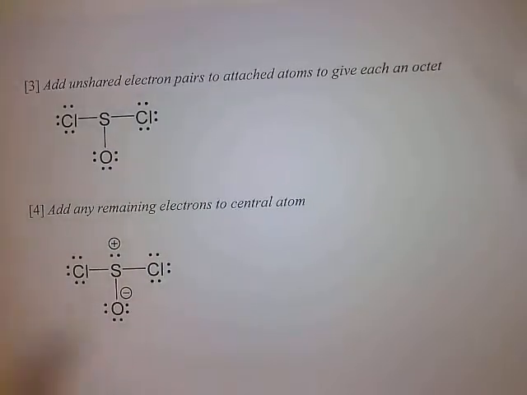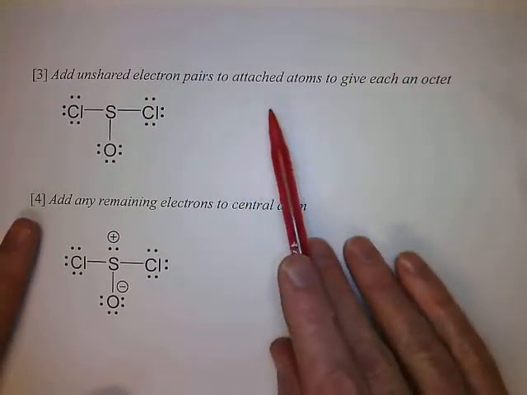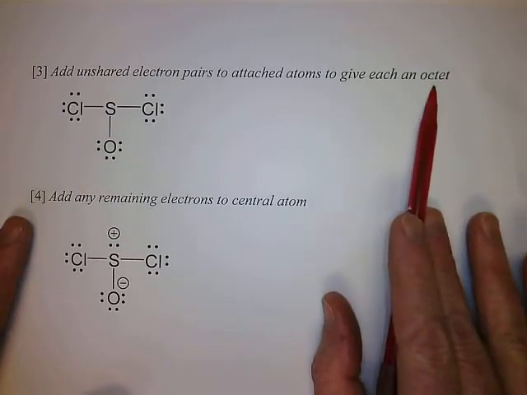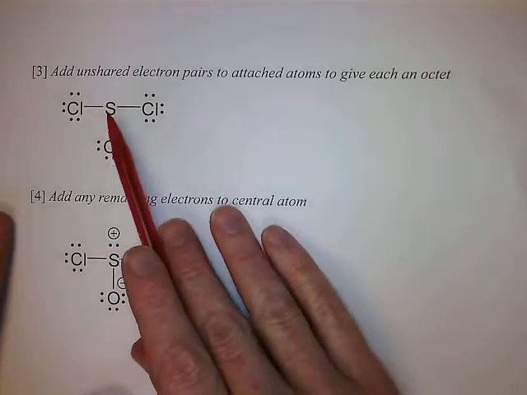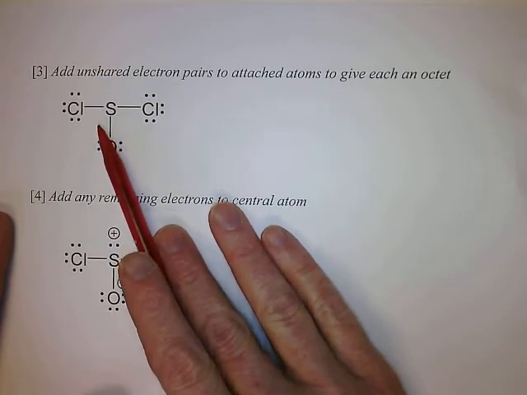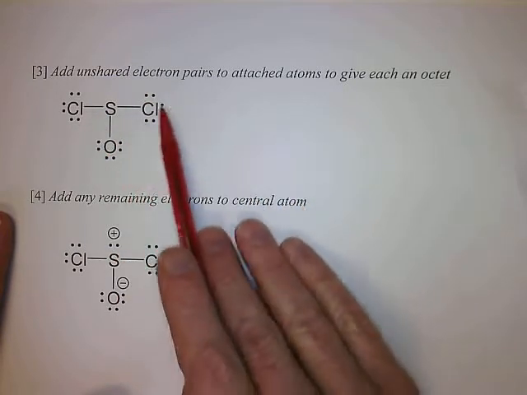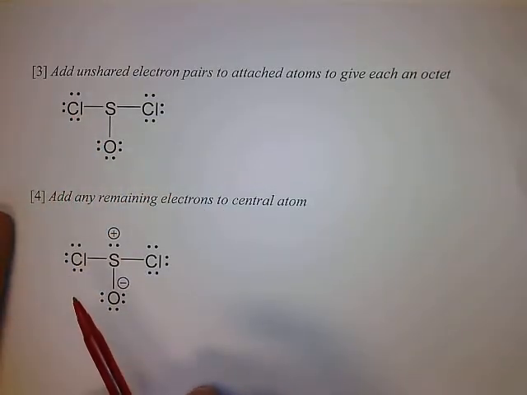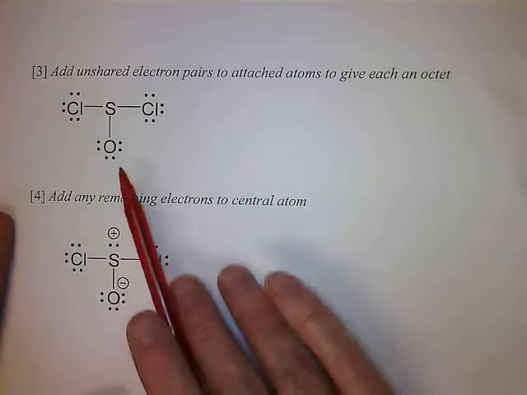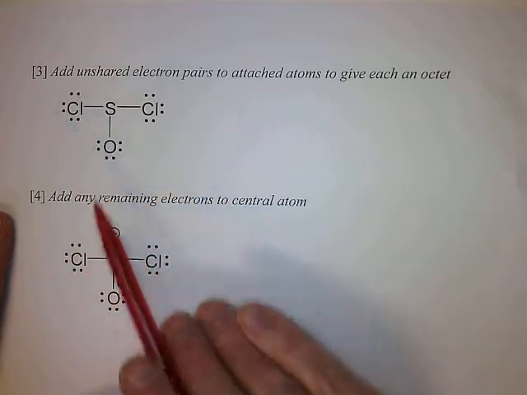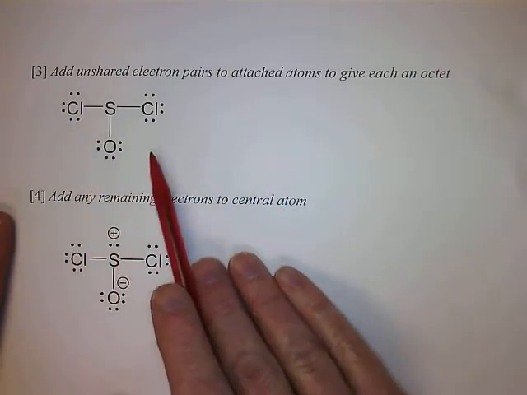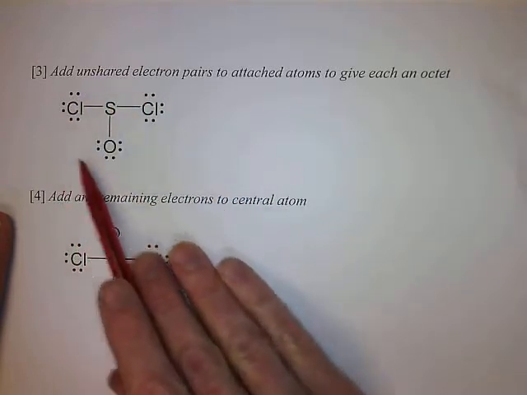Then we'll add unshared electron pairs to the attached atoms to give each an octet. Right, so we have only single bonds. At this point, every atom is bonded by a single bond, so we're going to need to add 3 unshared electron pairs to each of the attached atoms. Okay, that gives us this structure.